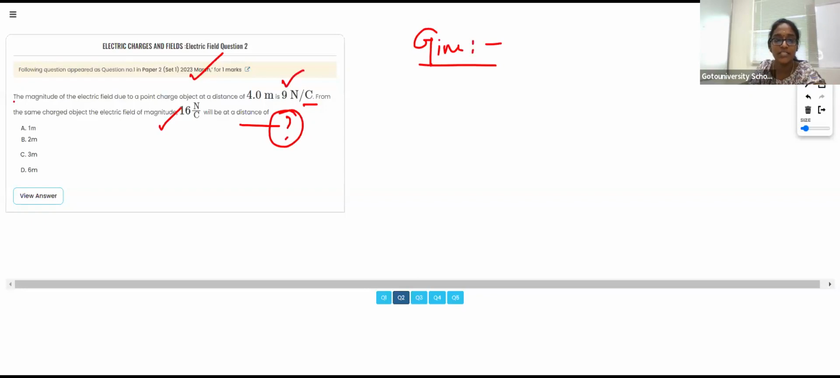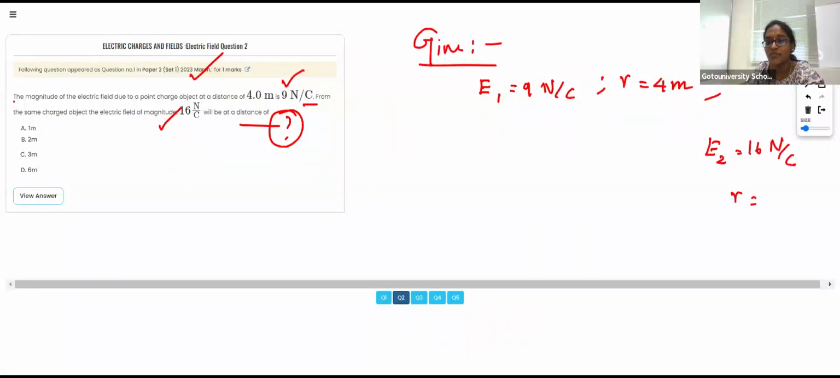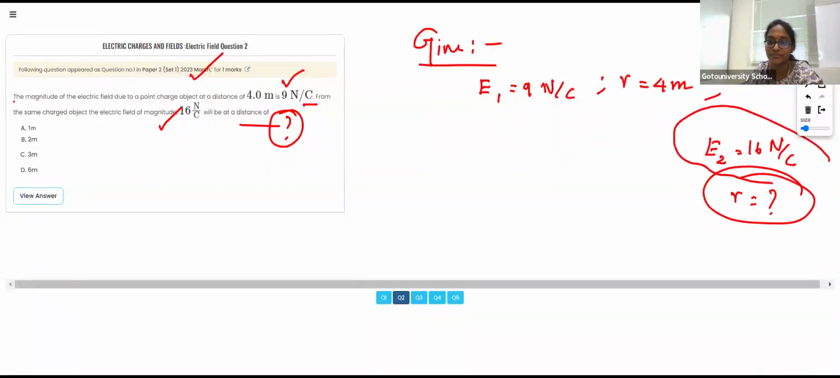First I'm writing the first one, E1. E1 is equal to 9 Newton per Coulomb. This is the first one they gave, for a particular distance, which means that R is equal to 4 meters. Now, what they want from us: the value of E2 is equal to 16 Newton per Coulomb. What is the value of R? This is what they want, right? And it was mentioned that it is the same charge, which means that Q is same. We don't know what the charge is, but it was mentioned that it is same, right? Q is same.